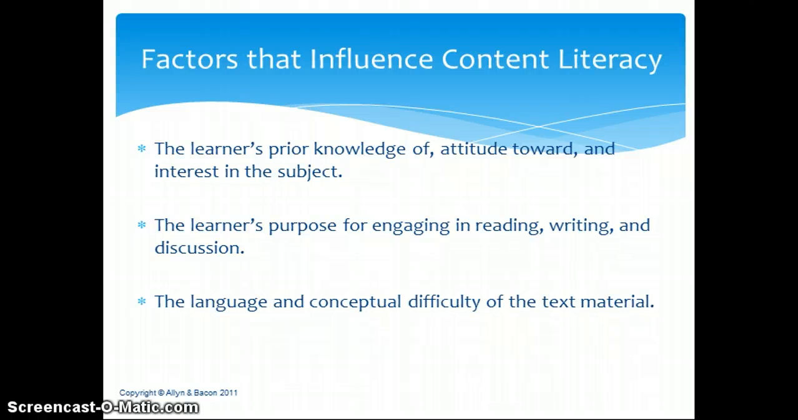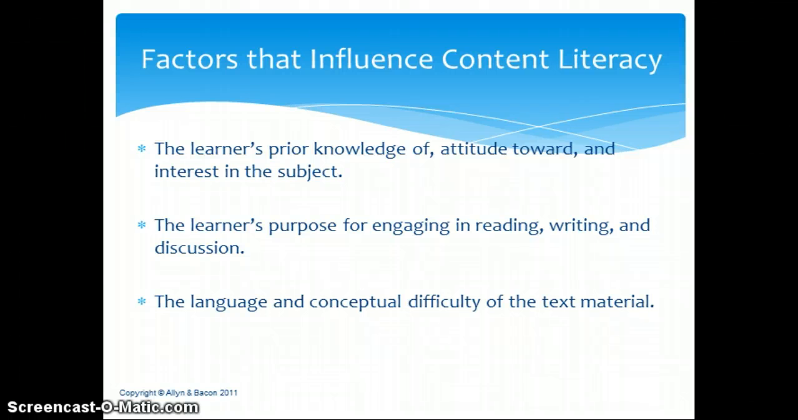And then interest, right? You can do multiple things to pique students' interest in your subject matter. So then there's the learner's purpose for engaging in the reading, the writing, and the discussion. The purpose that students have either set for themselves or you set for them influences how they're going to engage with your content. And a lot of those strategies revolve around reading, writing, and discussing. We're going to talk a little bit more about those in depth after this.